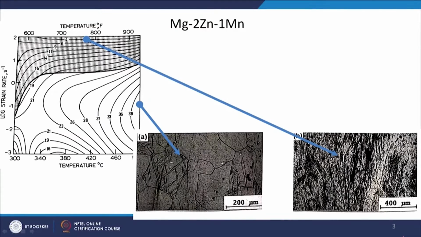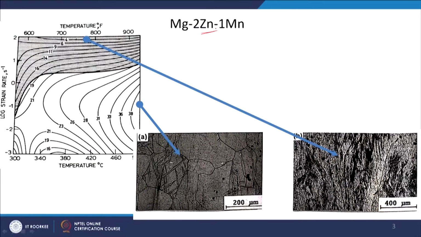Some more pictures, again this is a kind of collected large number of processing maps and microstructures were collected, and a book was written by the author Y.V.R.K. Prasad, and from there I have taken all this. Earlier also we have taken all the processing maps from that book. So, this is a magnesium zinc manganese alloy.